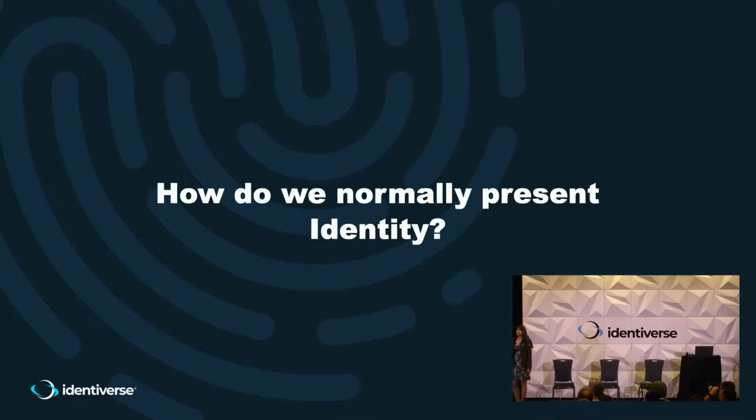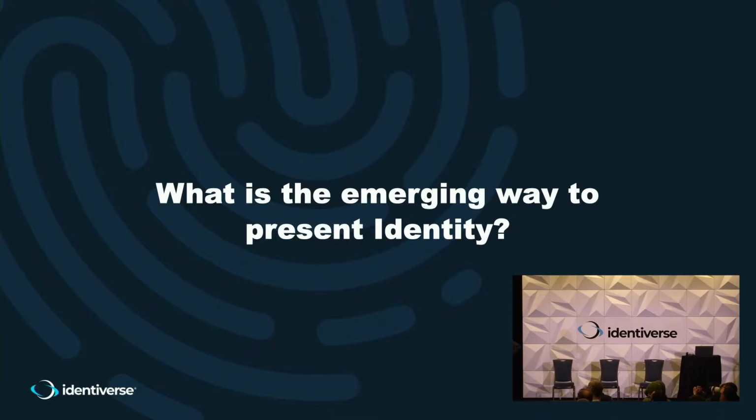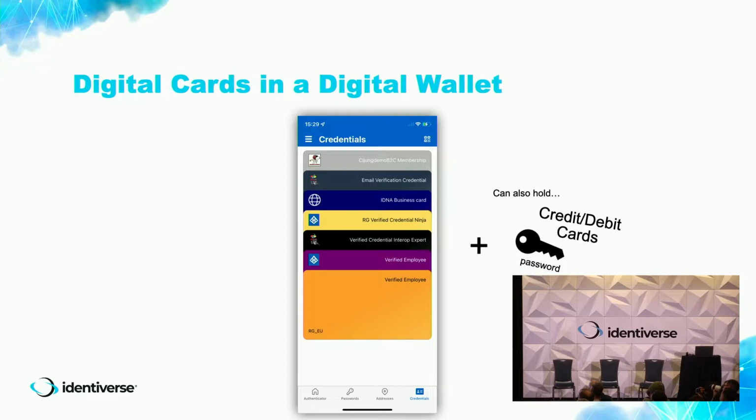This is where I want to start. How do we normally represent identity? And notice I didn't put digital identity, because I think this is where it starts, right? Our plastic cards in our physical wallet. So I have my driving license, I have my employee card, I have my house insurance, I even have my public transportation card. I have cash and all that other good stuff in my physical wallet. Well, what is this emerging way to present identity that we can't stop talking about? Isn't it this? Isn't it digital cards in a digital wallet?